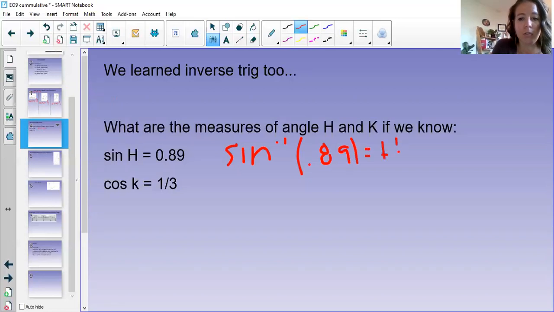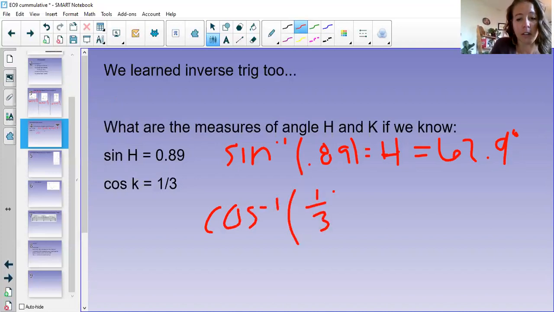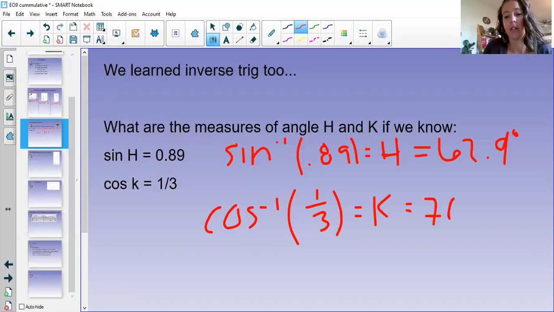to get my angle. And that you would do in your calculator, and you just say inverse sine of 0.89, and we get that this angle is 62.9 degrees. We can do that even if it's in fraction form. This would be the inverse cosine of 1/3, which is going to give me that measure of angle K. So the inverse cosine of 1/3, we get 70.5 degrees. Okay, this should be review, right?